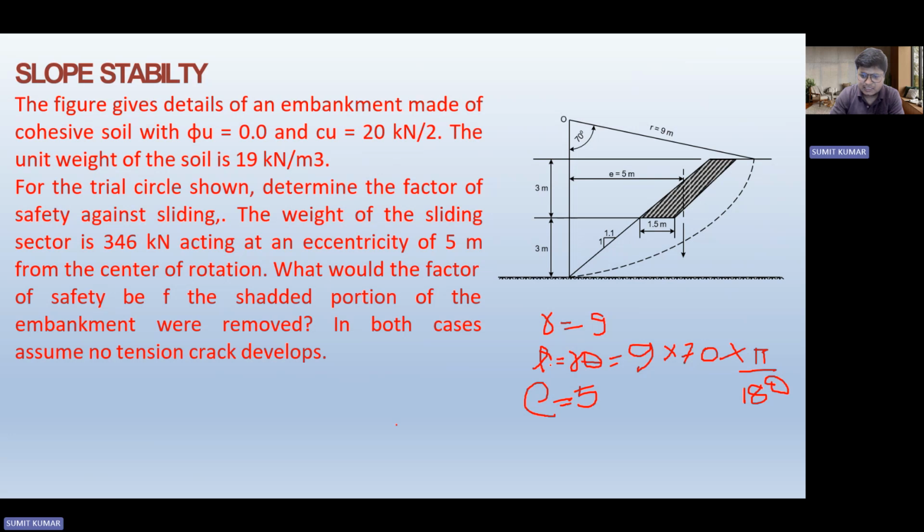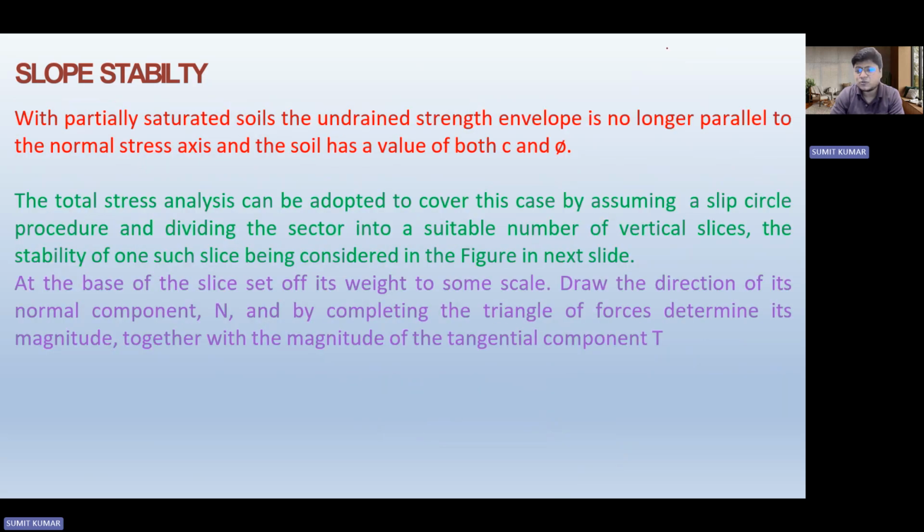Okay, so cohesion is 20 and phi is 0. When you calculate C into L into R divided by W into E, everything is known. You should be able to calculate the answer, right? Now move to the next thing.